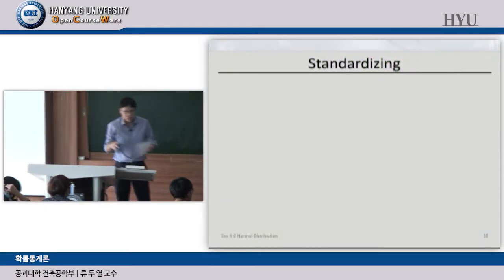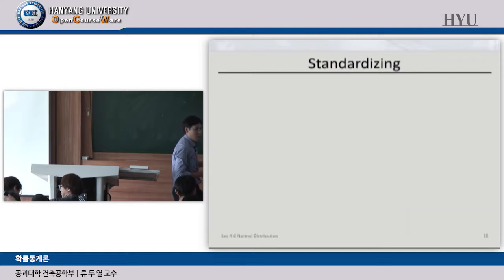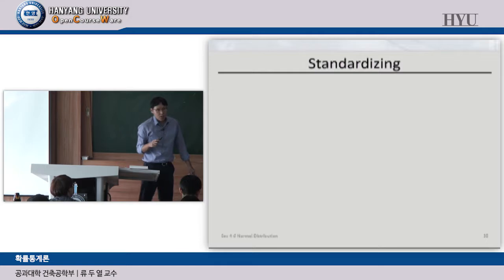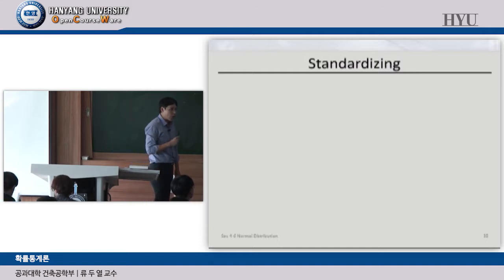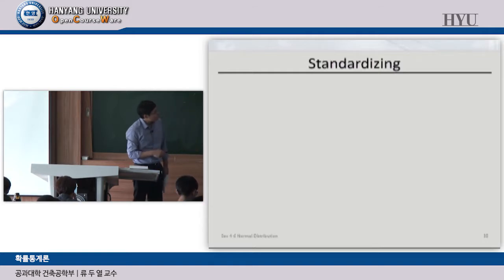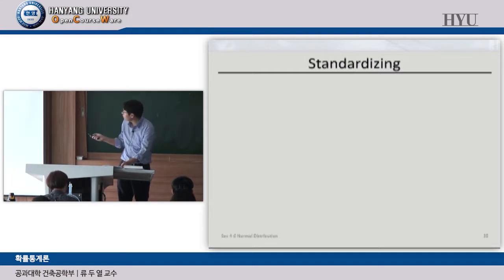Today I'm going to explain standardizing. The reason why we have to standardize the normal random variable is that there are numerous normal random variables with different means and variances, so it is impossible to calculate all the cumulative normal distributions. So we can simply use this standardizing method to use the appendix table. This appendix table is the cumulative standard normal distribution based on this standardizing method.